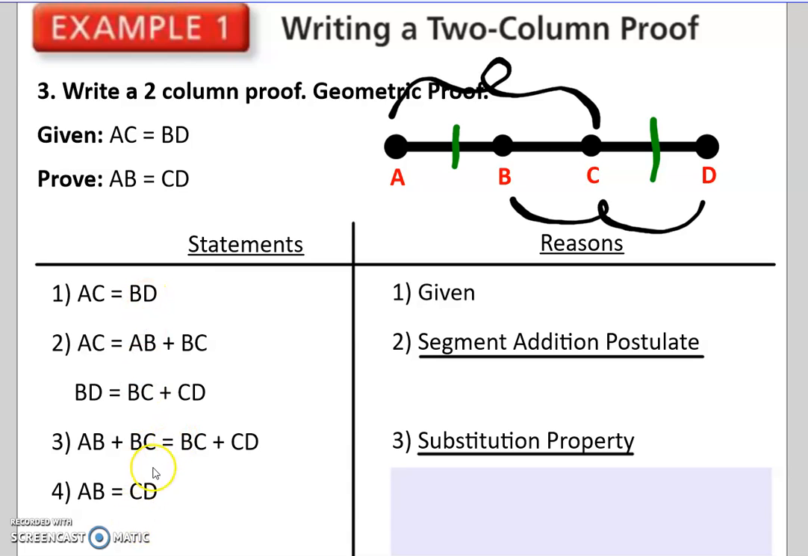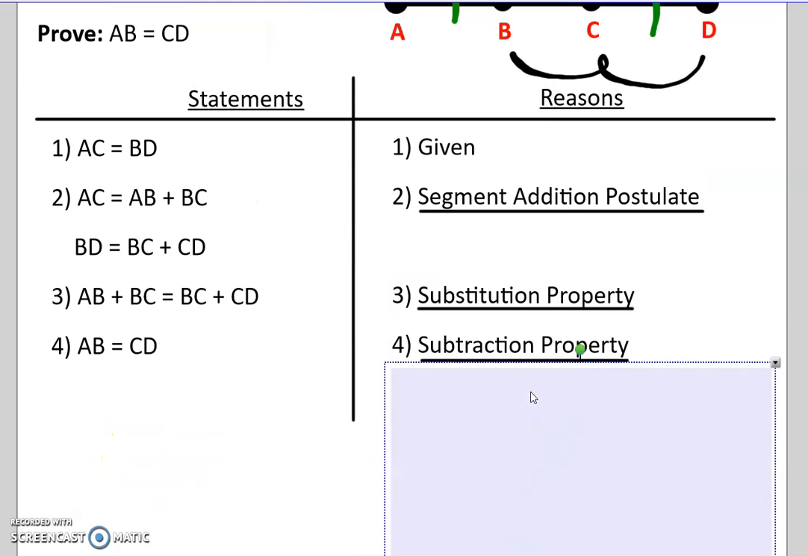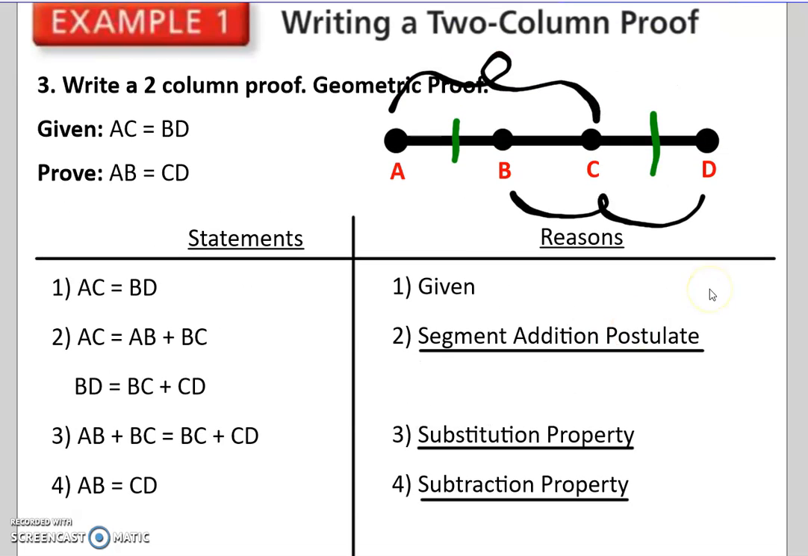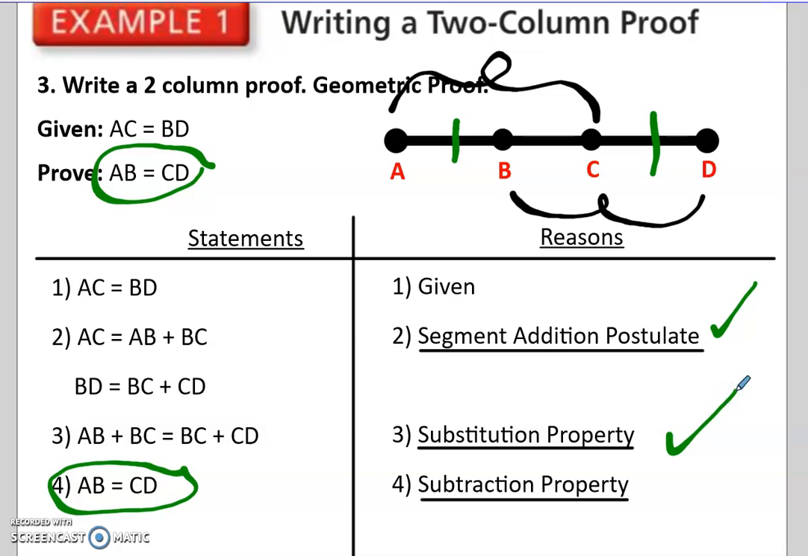Okay? And now, how did they go from 3 to 4? Notice that BC is gone, right? So they subtracted the BC from both sides using the subtraction property. And I can stop there because my last statement is what I'm trying to prove. So using what I know, we used the segment addition postulate, which we've been working with, then the substitution property using my given statement, and ended with the subtraction property. Here, that's your first example of the geometric proof.